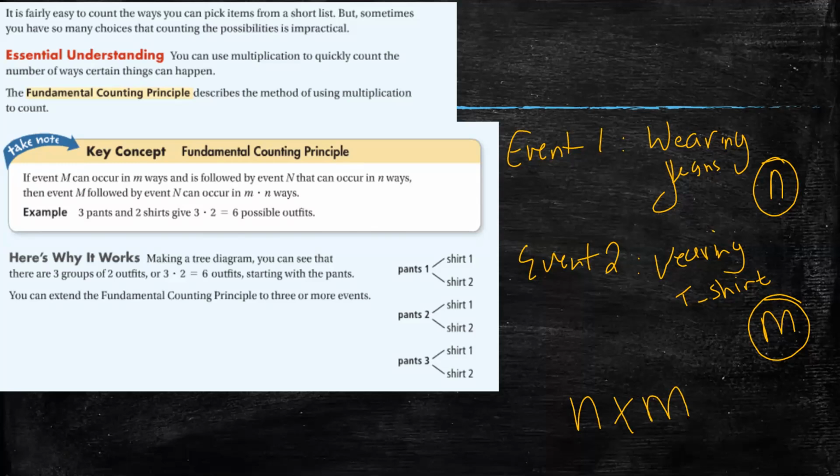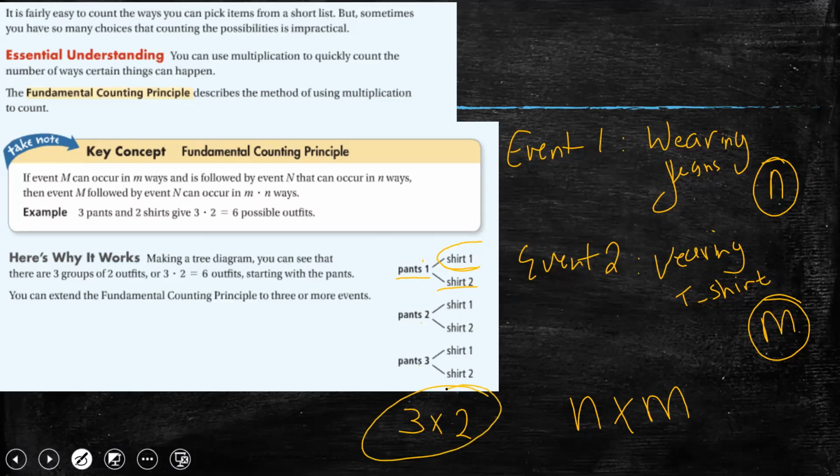Here is how it works, as I told you. If you have pants 1 with shirt 1, pants 1 with shirt 2, look at the choices here. You have pant 1 with shirt 1, pant 1 with shirt 2, pant 2 with shirt 1, 2 with 2, 3 with 1, and 3 with 2. So you have 6 choices. Without this, just count how many pants you have. You have 3. How many shirts for each pant? You have 2. So you multiply them, you will find 6 choices. Is it clear?